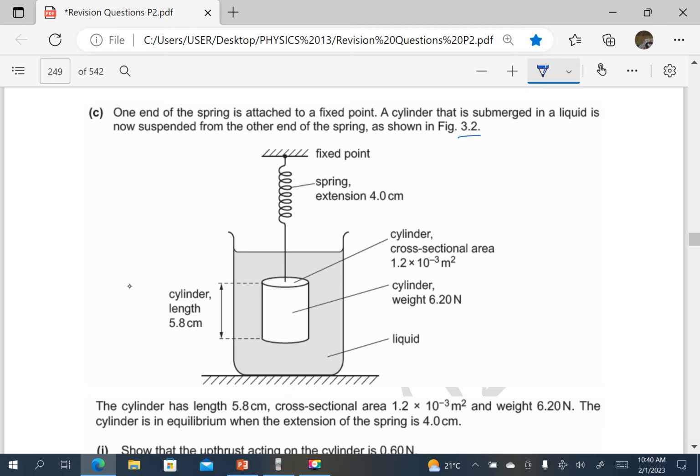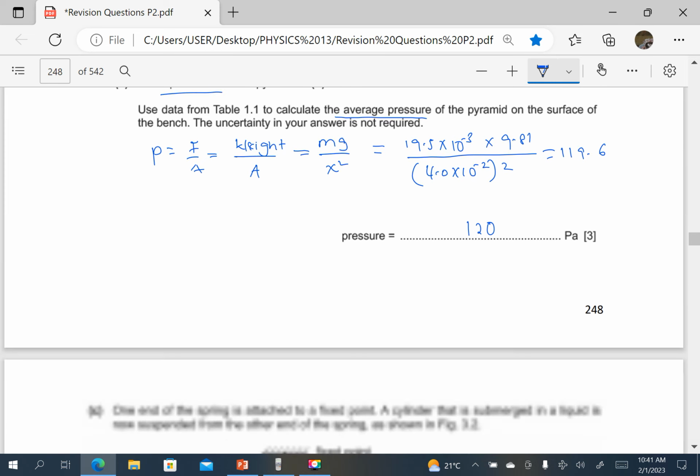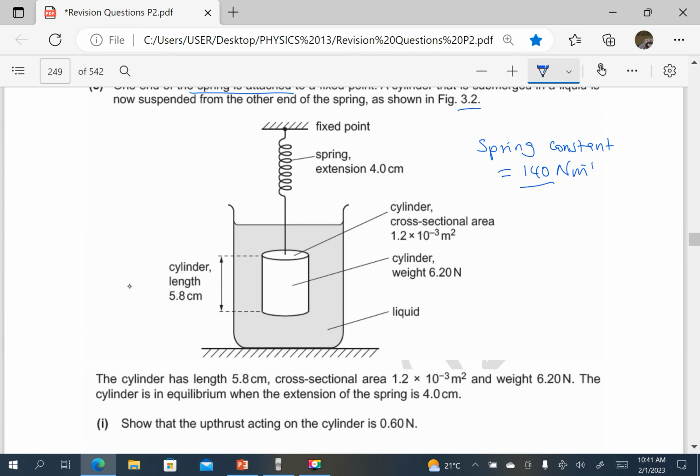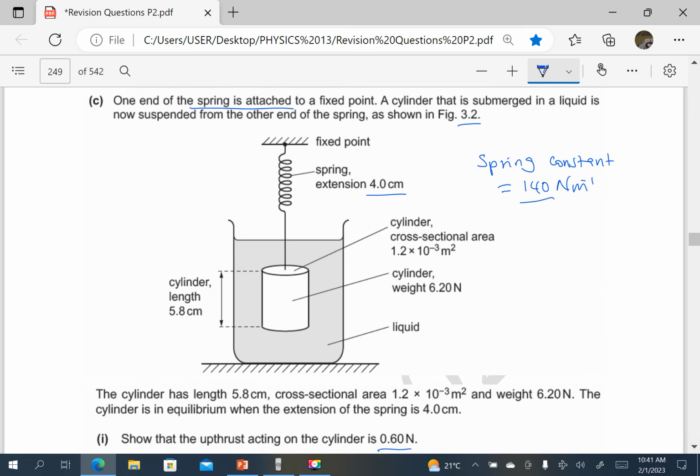So one end of the spring is attached to the fixed point. In part A, the spring constant that we shall use is 140 newtons per meter. This was calculated in part A, but I cut it off. This is a different question, not relating to the one we have just answered above. The extension is 4 centimeters. So show that the upthrust acting on the cylinder is 0.60.